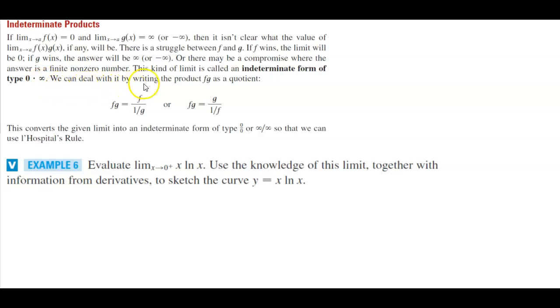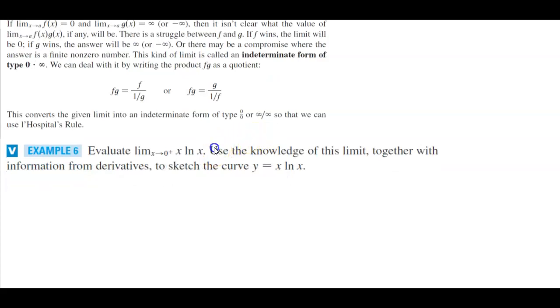Now, we can deal with it by rewriting the product f times g as a quotient. So f times g is equal to f over 1 over g, or we can say that f times g is equal to g over 1 over f. This converts the given limit into an indeterminate form of type 0 over 0 or infinity over infinity, so that we can use L'Hopital's rule.